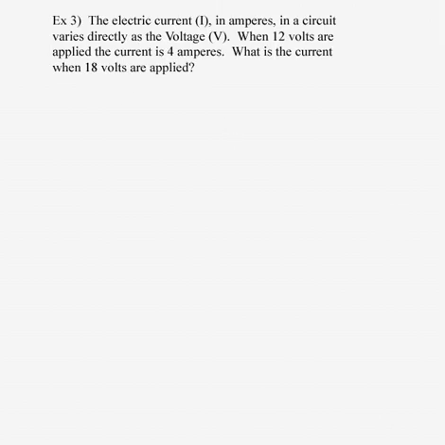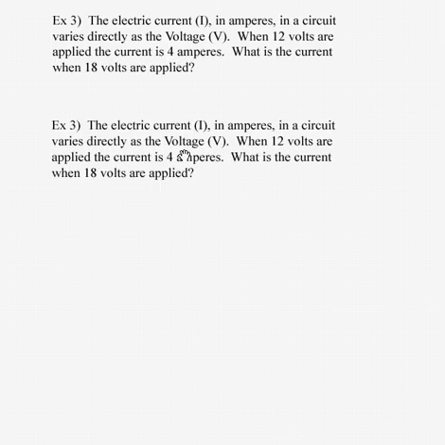Now, since I'm not your science teacher, I'd suggest that maybe we want to try to pare this down to the most crucial information. And so we can cross out electric current, keep the I, since we're not worried about units for science purposes. I is measured in amps, that's great. In a circuit, we can cross that out and leave I varies directly with V. We can cross out the rest. And if we look on 12 volts, well, that means V is 12. 4 amps, that means I is 4. What's the current? That means solve for I. And when 18 volts are applied, that means V is 18.